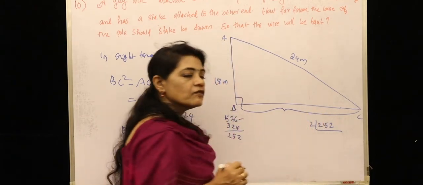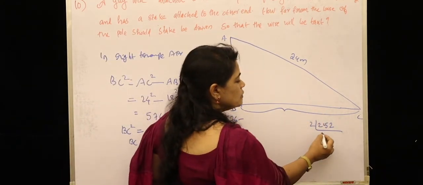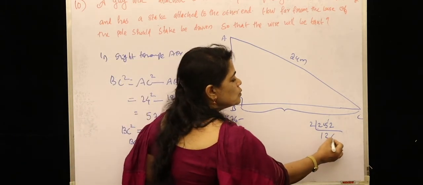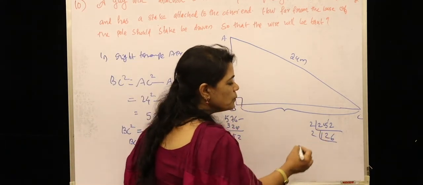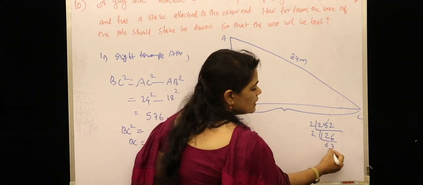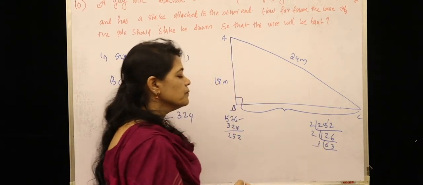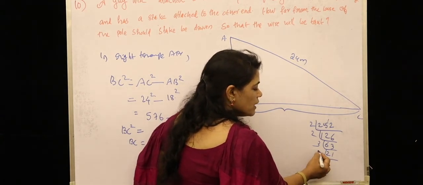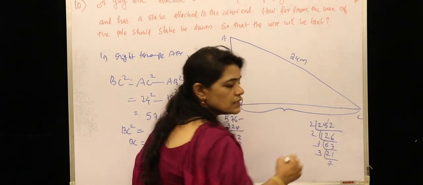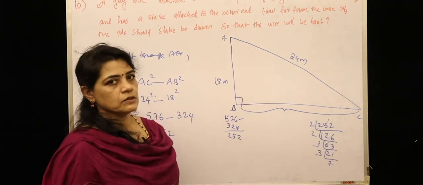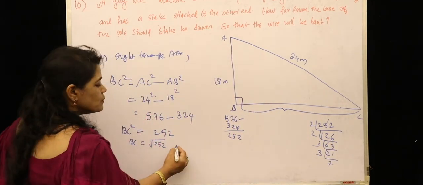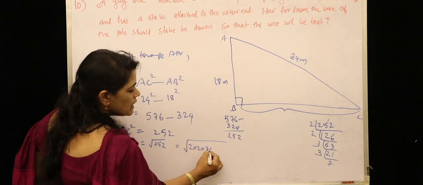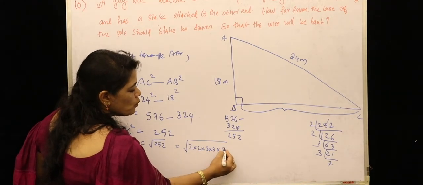Being even, you can start with 2. 2 into 126, again 2 into 63, and 63 is divisible by 3. 3 into 21, and 21 you can divide by 3 again. 3 sevens are 21. A prime number comes, so we can stop the division. So we can express this 252 in terms of prime factors: 2 into 2, 3 into 3, and 7.